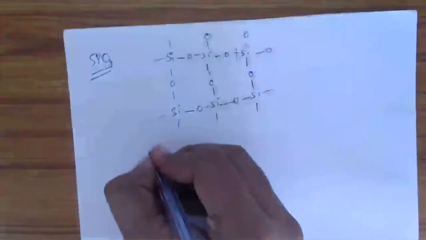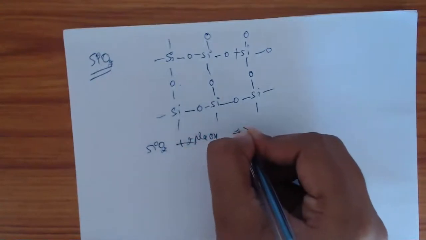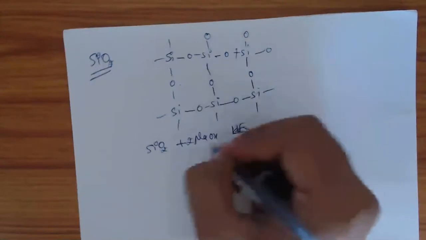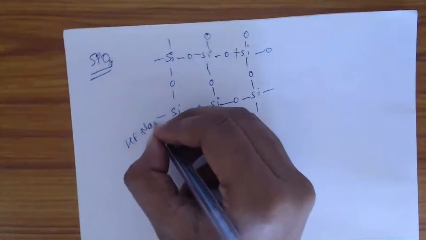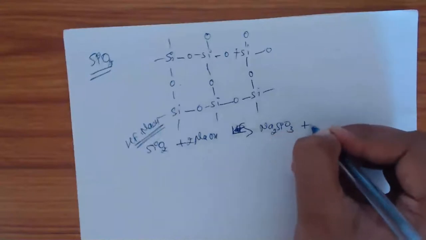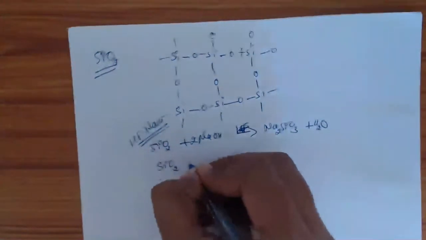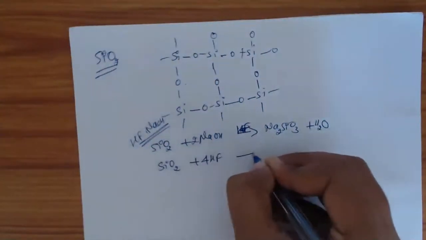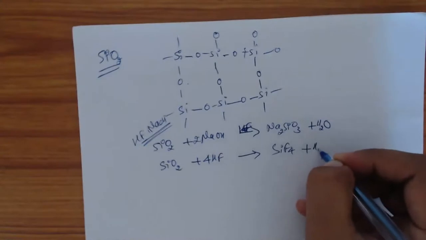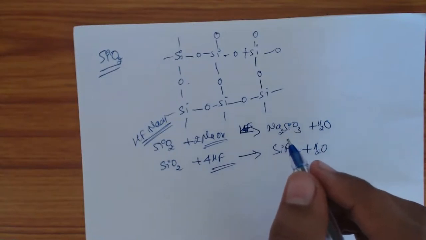So, if SiO2 is treated with NaOH in presence of strong heat, or with HF, then how does the reaction take place? First, it forms Na2SiO3, sodium silicate. If the sodium silicate is treated with HF, if SiO2 is treated with HF, then it forms SiF4 + H2O. This is acid, this is base. So for HCl, H2SO4, this becomes what?